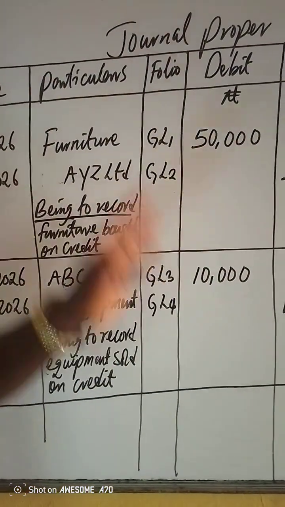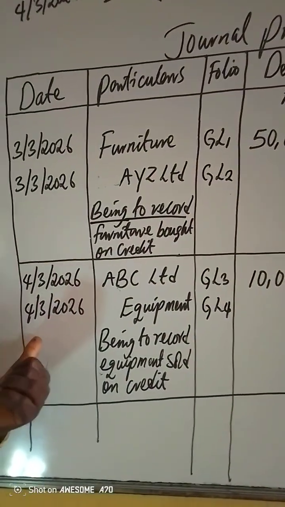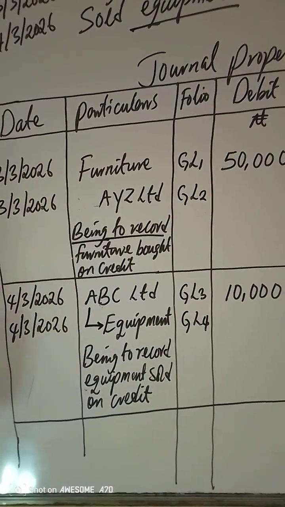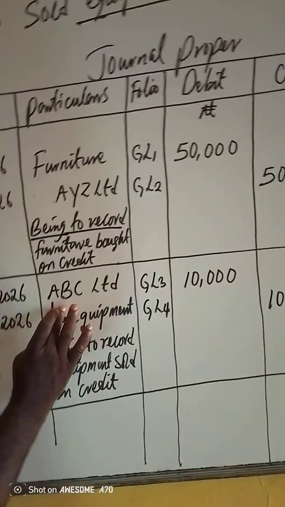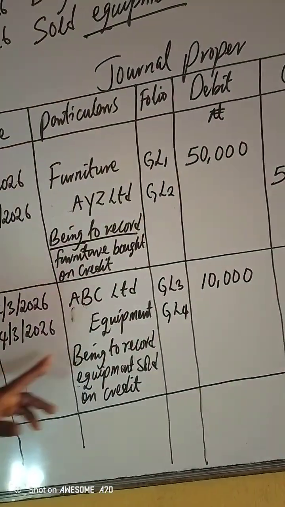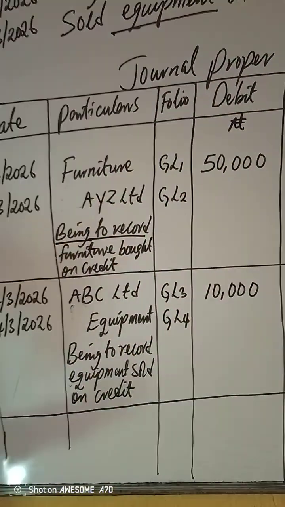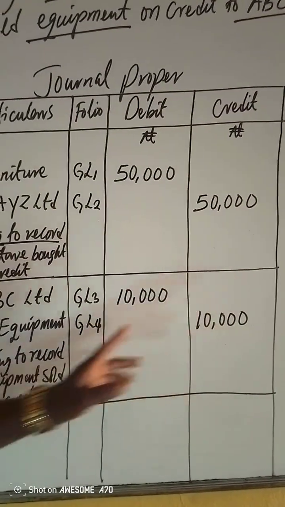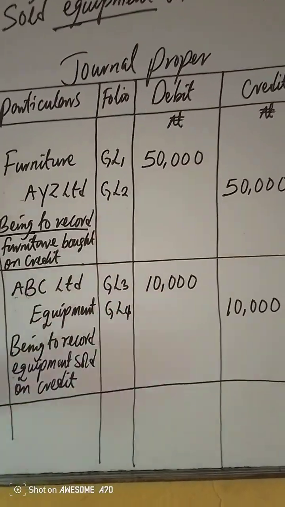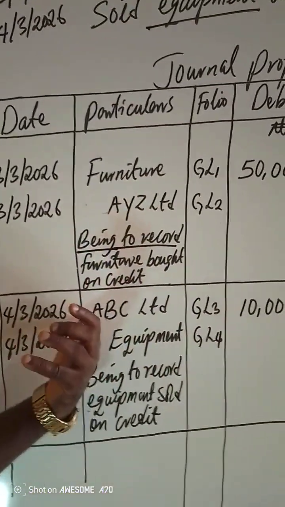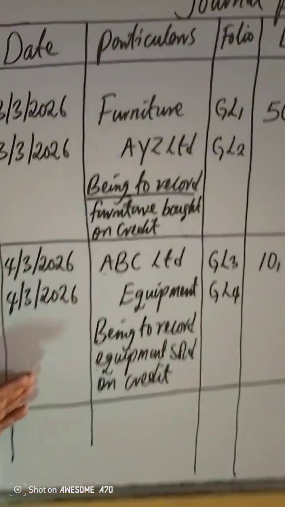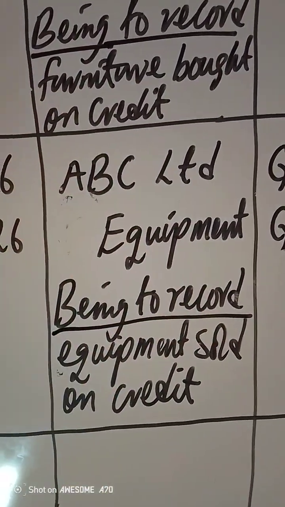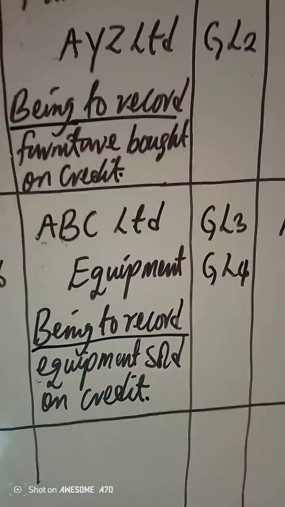Then this will be general ledger 3. That's the next one that follows. Then the next transaction will be credited. Mind you, you must be careful that you indent. Don't put it on the same level. Meaning this transaction is going to the credit side, so it should shift to show clearly that it's going to the credit side. Now, on this date, equipment has been given out and sold, and any giver account should be credited, and that's why equipment is credited with 10,000. And then the folio is general ledger 4 in that order, because this account is separate from the others. And then you must explain, starting with the word being: being to record equipment sold on credit, short and clear.